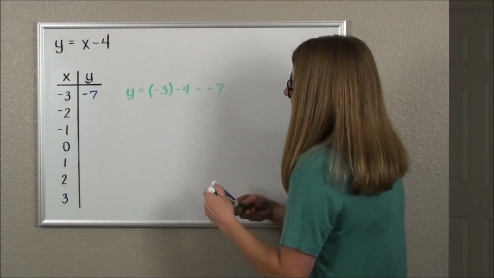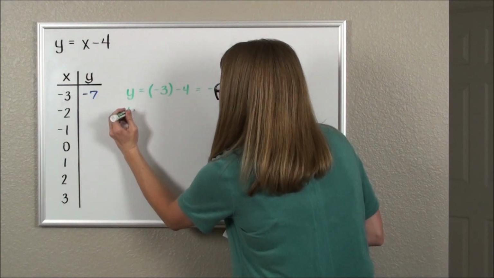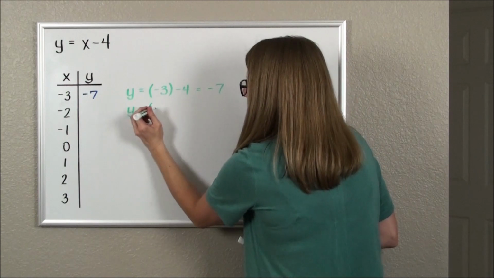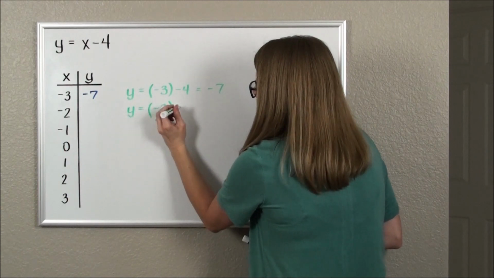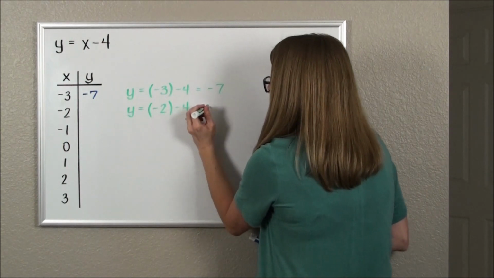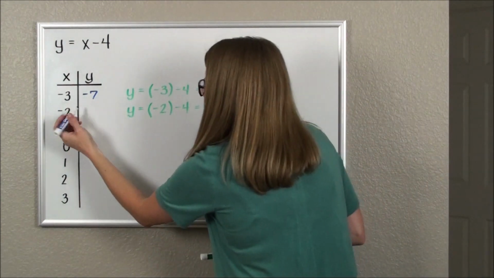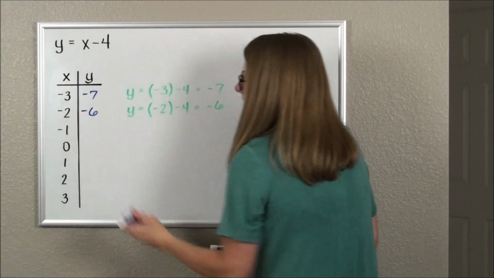Let's look at the next value for x that we want to plug in, in this case -2. So instead of x minus 4, let's take a look at -2 minus 4, which is going to give us -6. And so now we have another ordered pair, -2 comma -6.